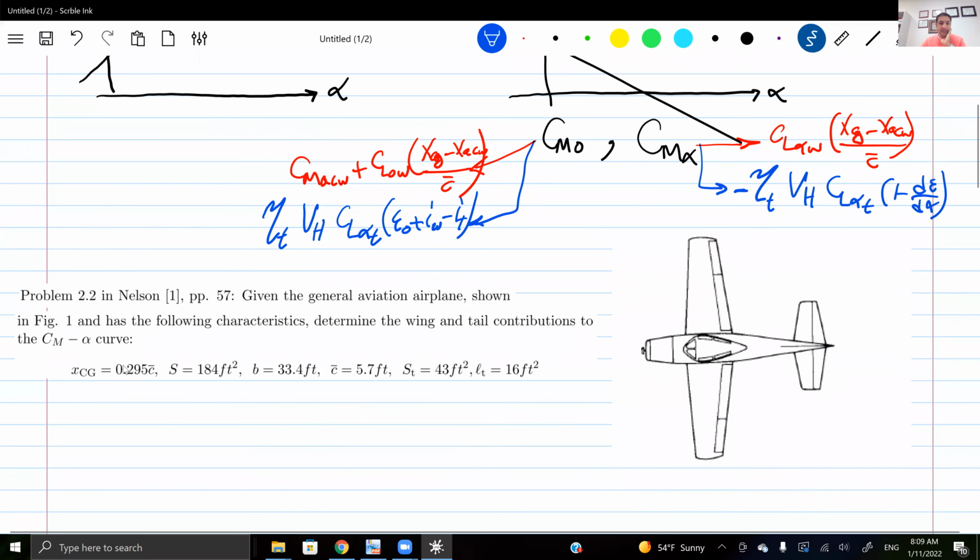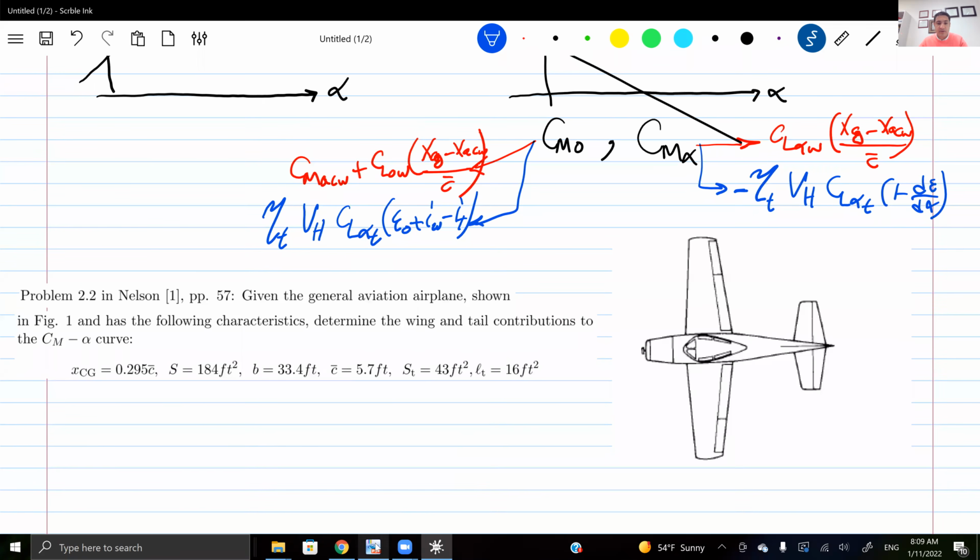And here are the characteristics: XCG, area of the wing. And please, if you have any question, do not hesitate. I understand you may have not studied anything. That's okay for now. So you may not know what is S. So please ask. B is the span of the wing, and here is the chord. Area of the tail, L tail is the tail moment arm.